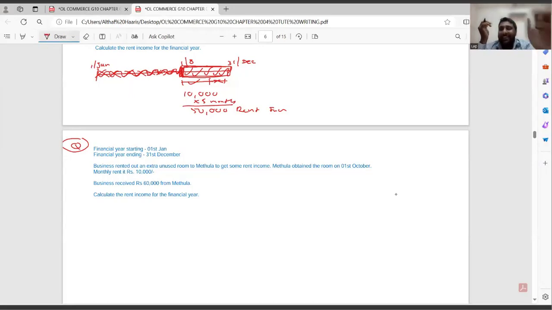Until you get the method properly, use your fingers to calculate the number of months. Use your fingers. Seriously. I don't know whether it's raining or not. Yunus correct. Okay. People listen.